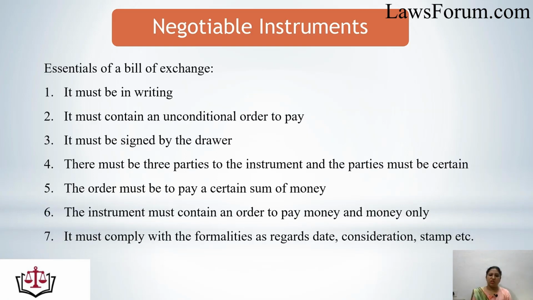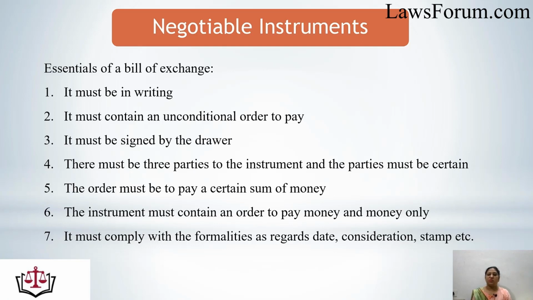There are a few essentials of a bill of exchange. The first essential is that it must be in writing, as every negotiable instrument requires to be in writing. So this is again an important feature. It must contain an unconditional order to pay. As in the case of the promissory note, any condition attached to the payment of the bill of exchange will make it invalid. So no condition should be attached to the payment of the bill of exchange. It must be signed by the drawer. The drawer is the person who draws the bill, so the signature of the drawer must be put on the face of the bill of exchange.